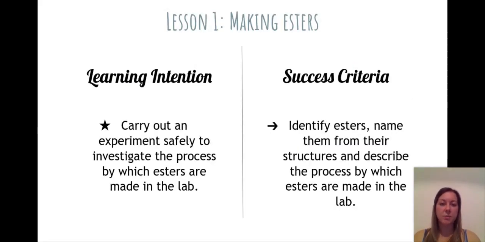Okay, so lesson 1, making esters then, we wanted to be able to identify esters, name them from their structures, and describe the process by which esters are made in the lab. In the next lesson, we will have a look at breaking down esters, because as we said earlier, this is a reversible process, so it goes both ways.